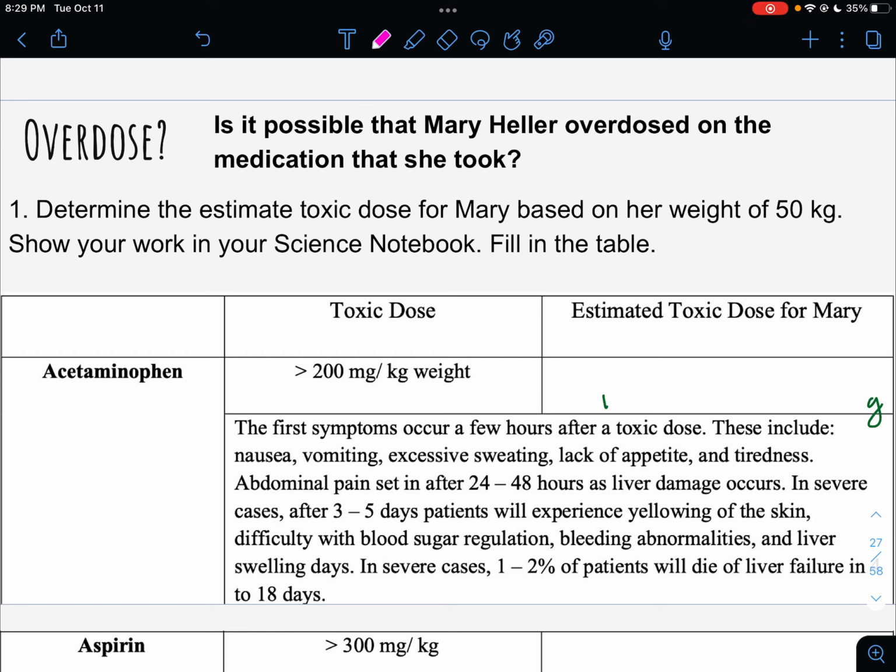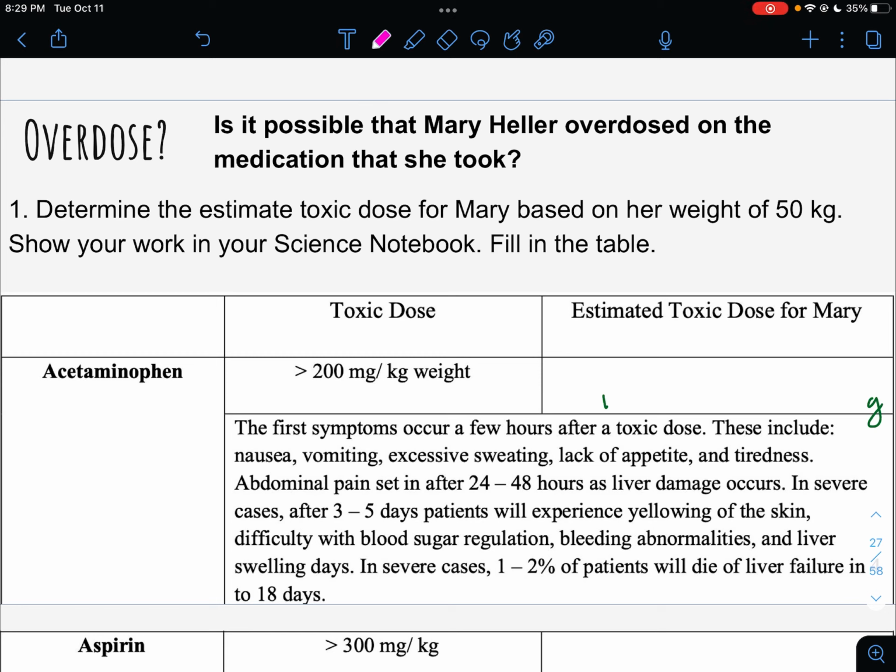Again, we're going to set it up the same way, where we put this over 1 kilogram, which it already is, we're just moving it down so we can see it. We want to know how many milligrams for 50 kilograms. Again, we're going to end up cross multiplying, so basically we're just multiplying all these values by 50.